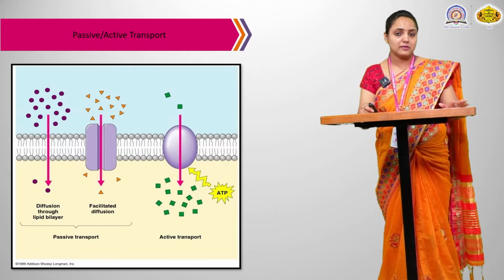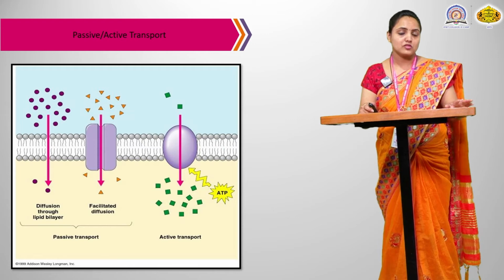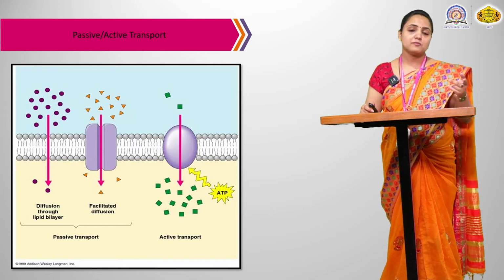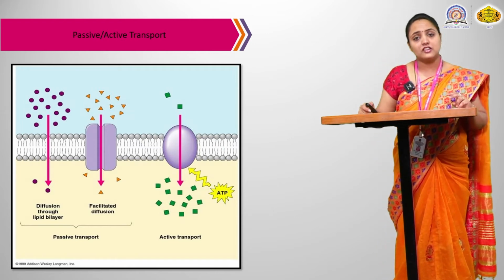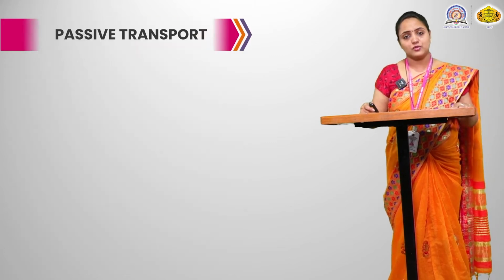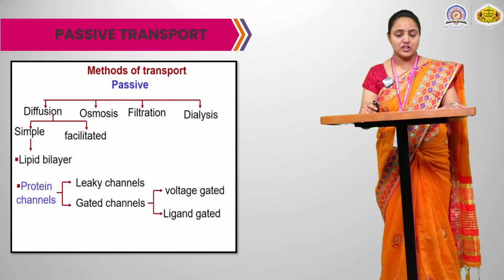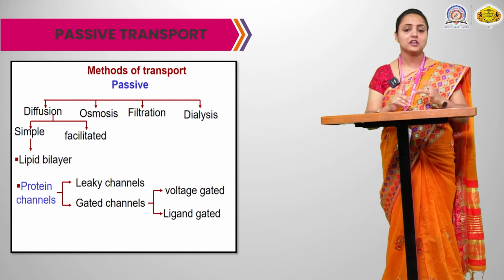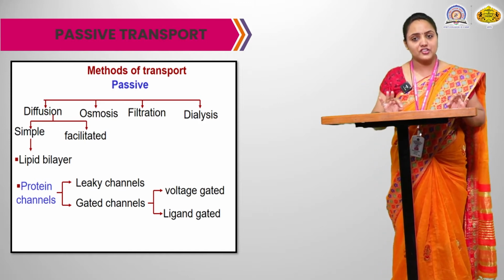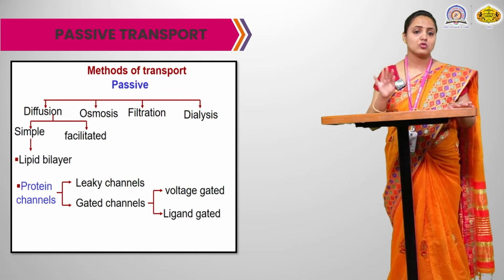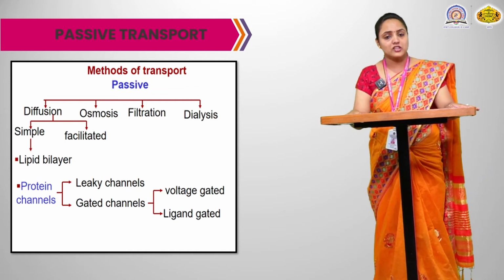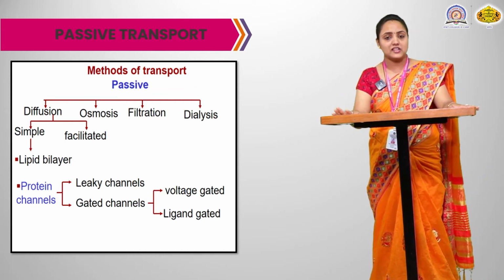But in facilitated diffusion, two types of molecules are transported. One is polar and large molecules, and the second is charged molecules. Now, for passive transport, we have seen four methods: diffusion, osmosis, filtration and dialysis. Today we are going to cover only the diffusion mechanism, in which there are simple and facilitated types of diffusion.